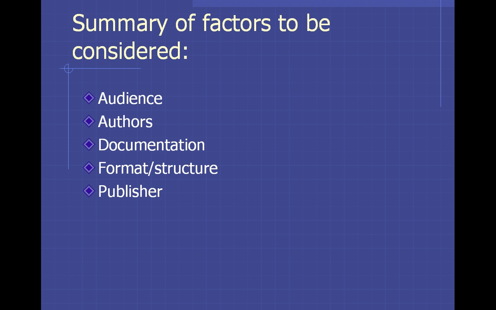When thinking of periodicals and how to evaluate between the various types, the magazines, the journals, and newspapers, you often have to consider the summary of factors. One is the audience. Who is the intended audience for the publication, for the article that you're reviewing? Is the intended audience researchers or college students or the general public?